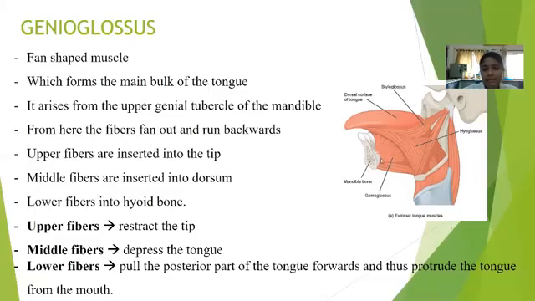So what is the action? Upper fibers retract the tip, middle fibers depress the tongue, lower fibers pull the posterior part of the tongue forwards and thus protrude the tongue from the mouth.